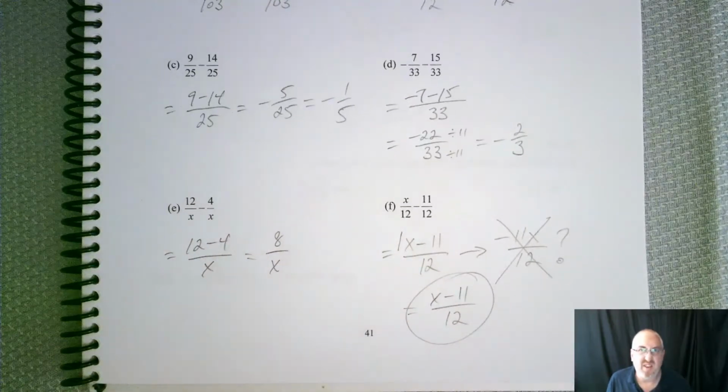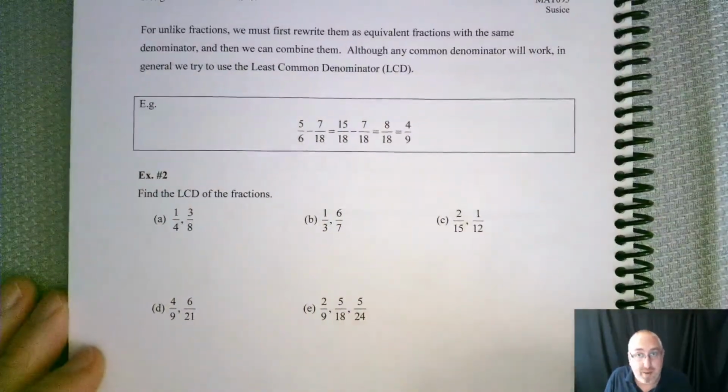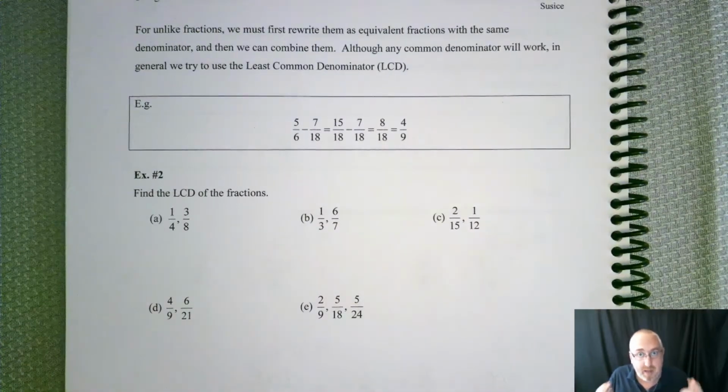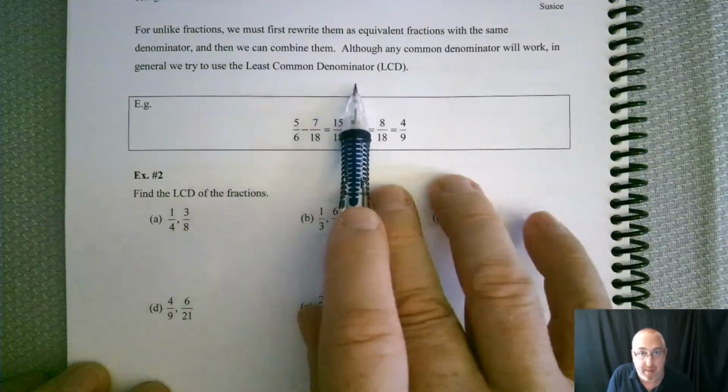I know, it's not very satisfying, is it? But that is what happens when the denominators are the same. But of course, that's not real life. What happens when they're different? Well, now we've got to do a little adjustment to the problem. And it's all based off of the LCD, or the least common denominator.